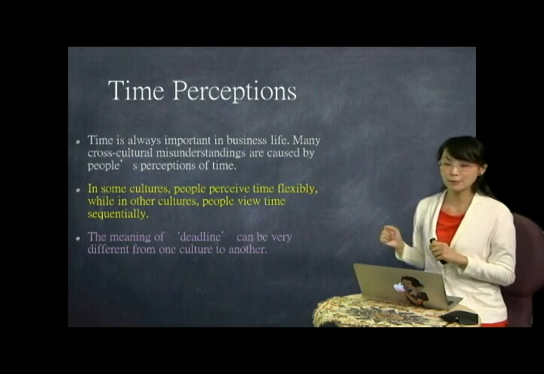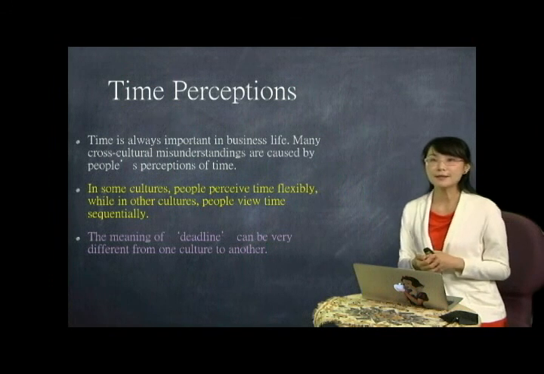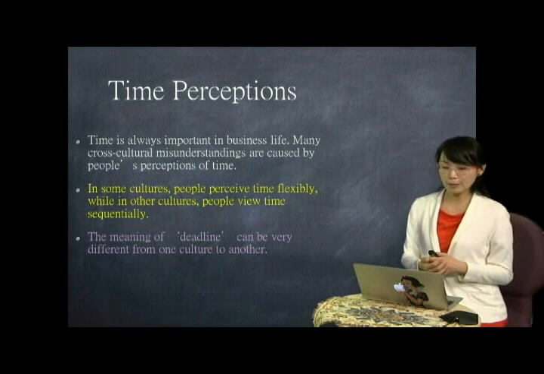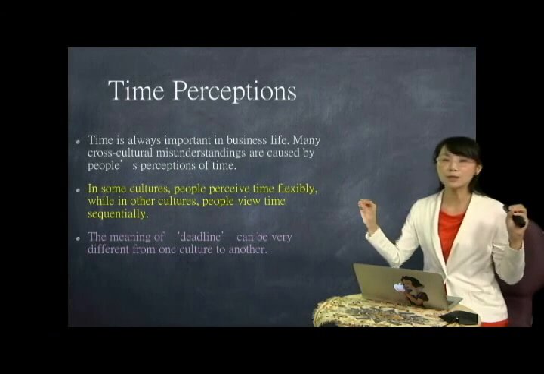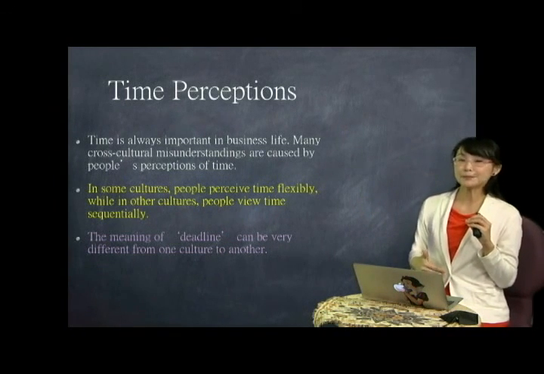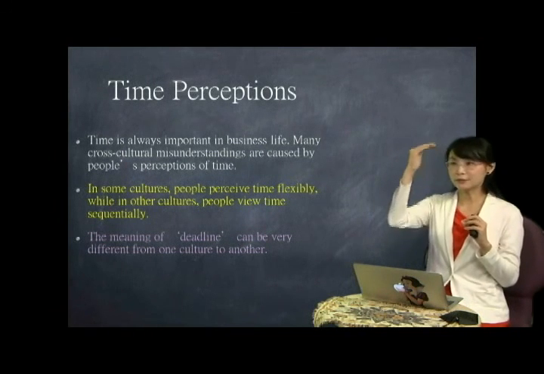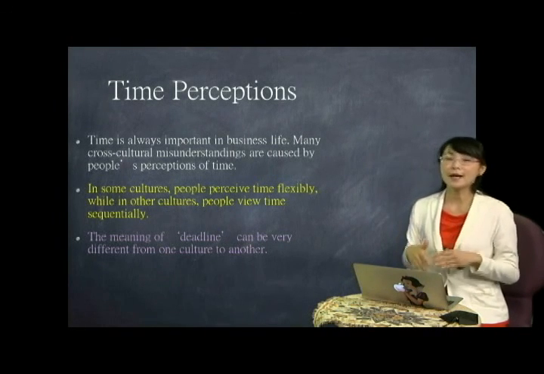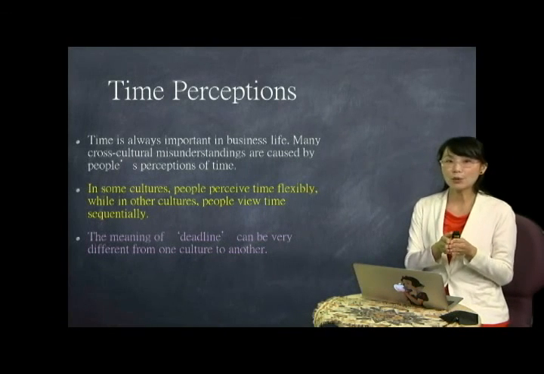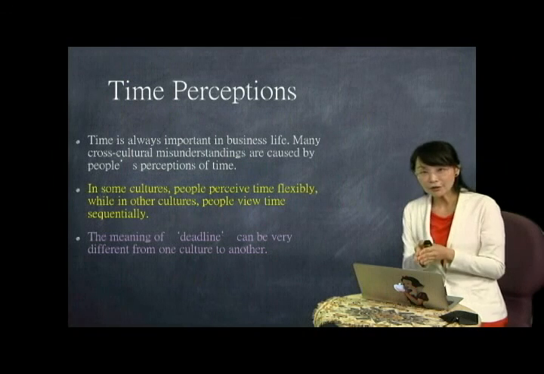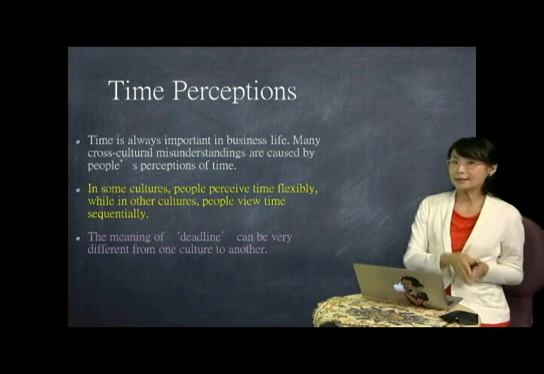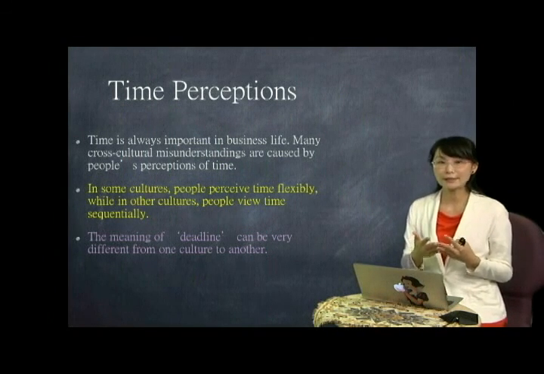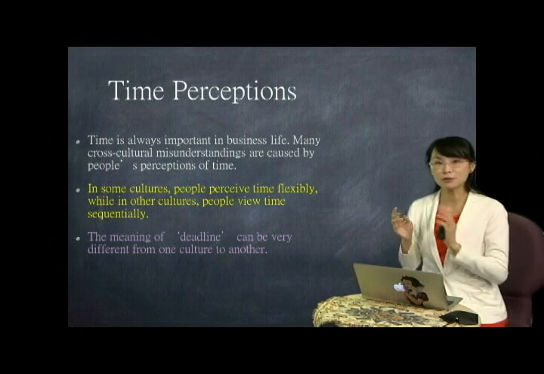So in some cultures, people tend to see time more flexibly, which means they can take it easy in their business life. But in other cultures, people tend to see time as a sequential line, which means they arrange their time into different slots, into very small segments. So, for example, if they arrange something at 8 o'clock in the morning, they will arrange another thing at 9 o'clock. Between 8 and 9, very often they do one thing in one go. When they finish the first thing, they continue to the second thing.